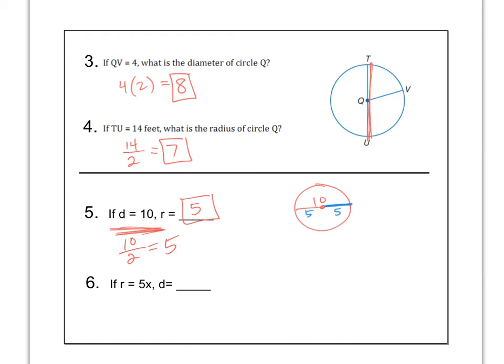Okay, number 6. What if a radius is 5x? What's the diameter? So imagine you have a circle and your radius is 5x. How far would the diameter be? Remember, diameter goes all the way across. So it's like having 2 of those. So it's 5x times 2. What is 5x times 2? Well, 5 times 2 is 10, so it's 10x.